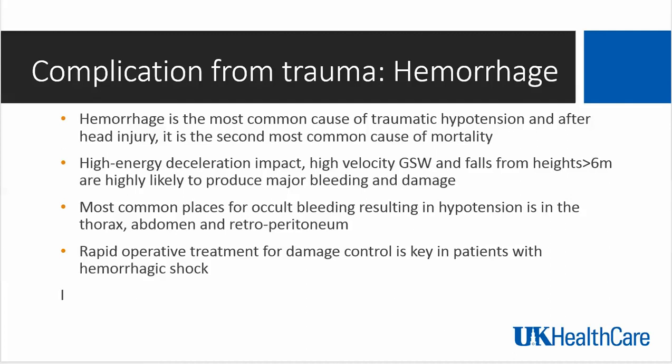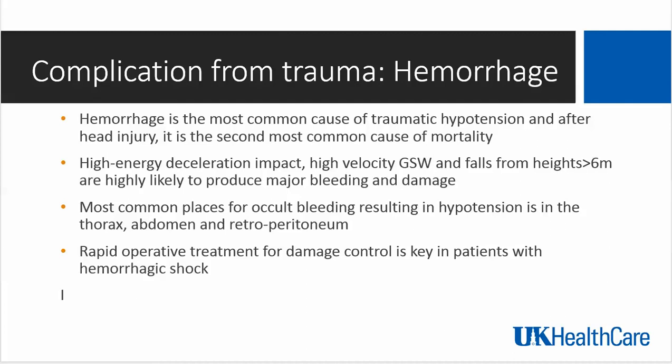Hemorrhage is obviously another complication from trauma that leads to a lot of morbidity and mortality. Hemorrhage is the most common cause of traumatic hypotension, and after head injury is the second most common cause of mortality.